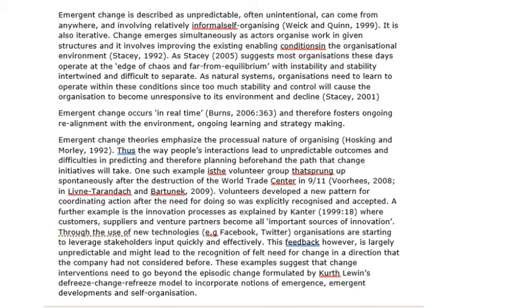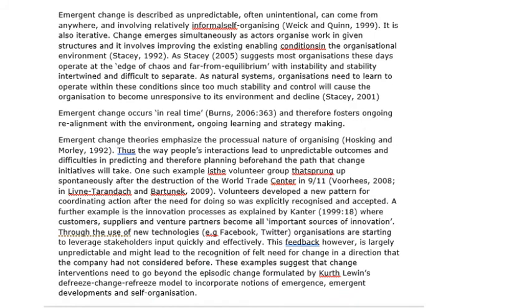Emergent change is described as unpredictable, often unintentional, and can come from anywhere, and involving relatively informal self-organising. Wyke and Quinn, 1999. It is also iterative. Change emerges simultaneously as actors organise work in given structures, and it involves improving the existing enabling conditions in the organisational environment. Stacey, 1992. As Stacey in 2005 suggests, most organisations these days operate at the edge of chaos and far from equilibrium, with instability and stability intertwined and difficult to separate.